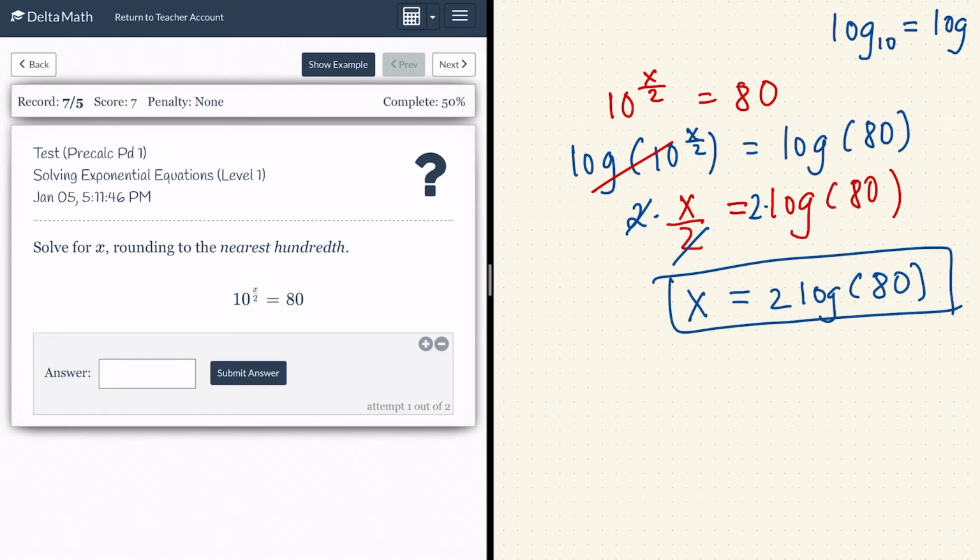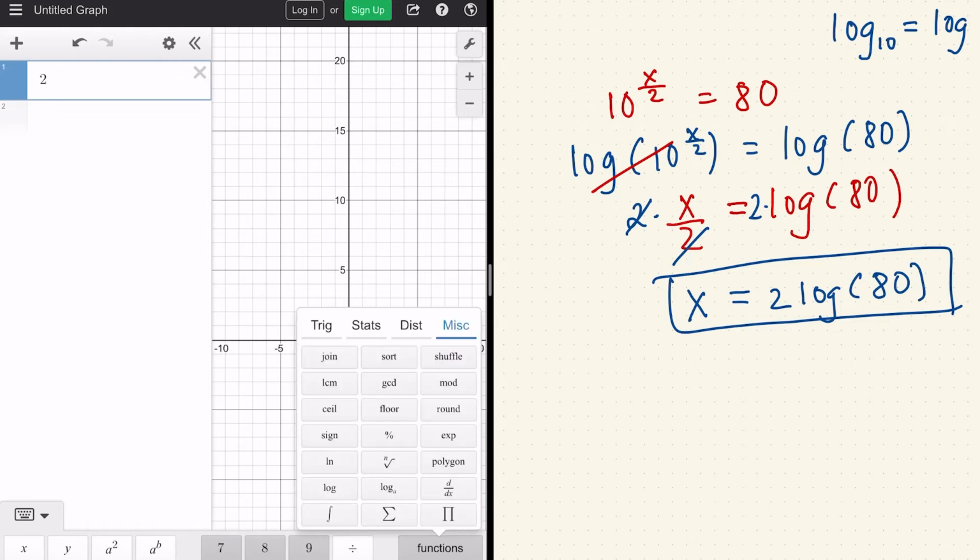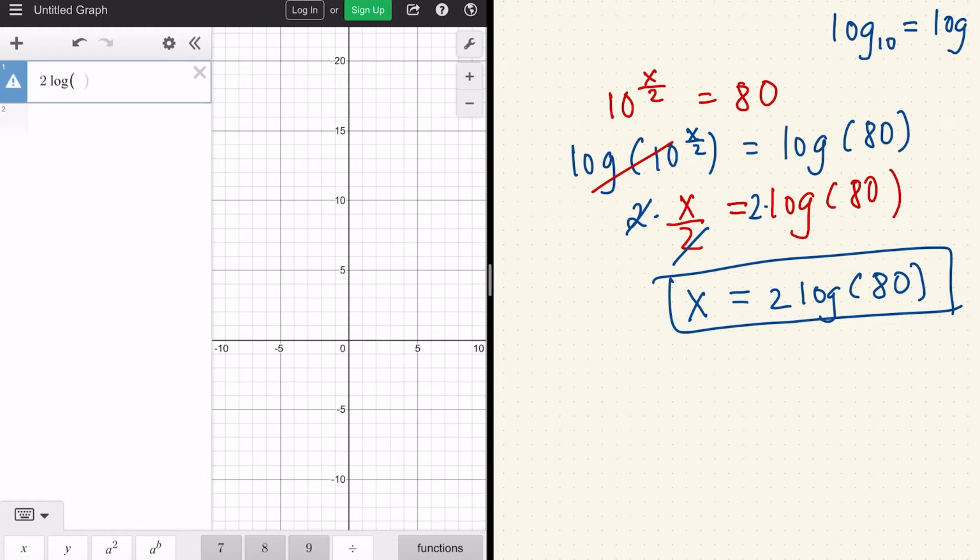So we need to type it into a calculator. I'm gonna use desmos.com. Type in 2, go to functions, go to the one that's just a single log, because we don't need the base. 80, close the parentheses, press enter.